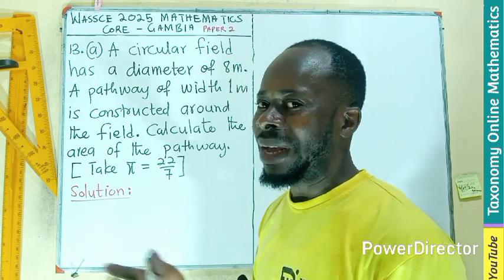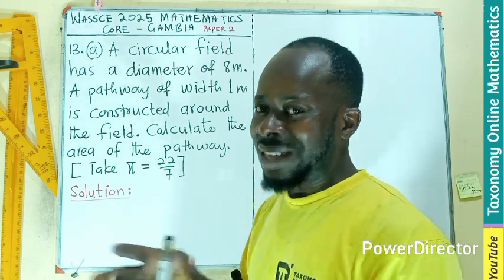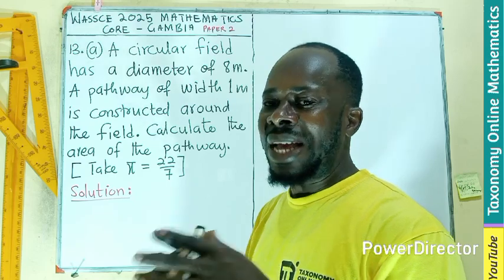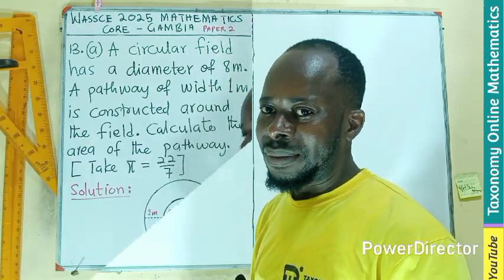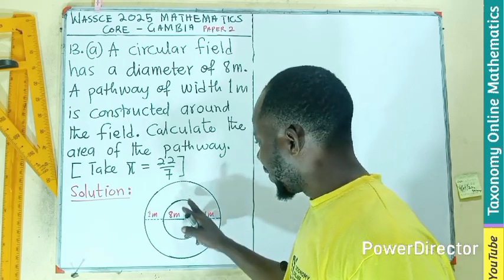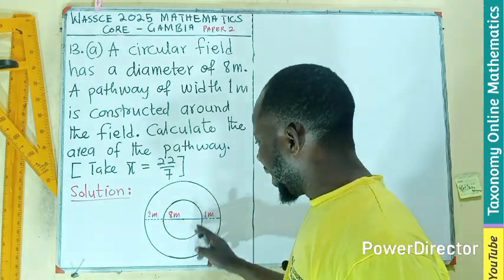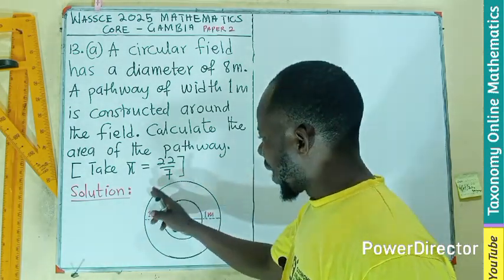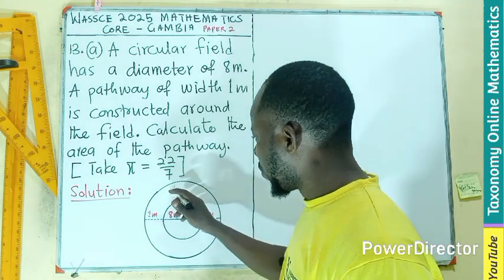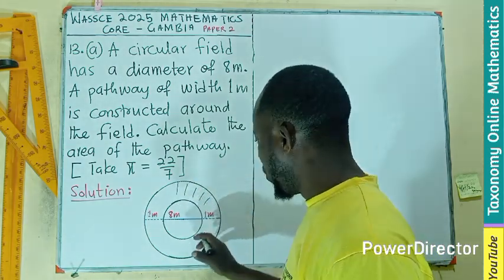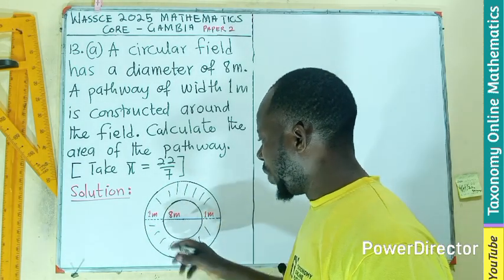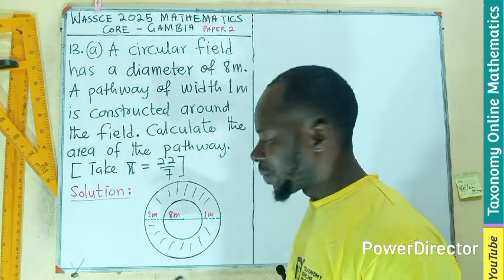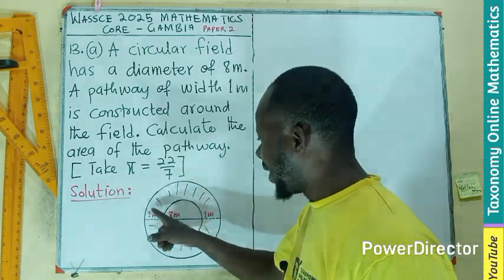So the first thing, let's make a sketch of the circular field. Then let's make a pathway around it and see how we can deduce that. Okay, so we can let this first one be the circular field. The second one is the pathway. So this area is the pathway constructed around it, of equal width, 1 meter each. So we are looking for the area here.